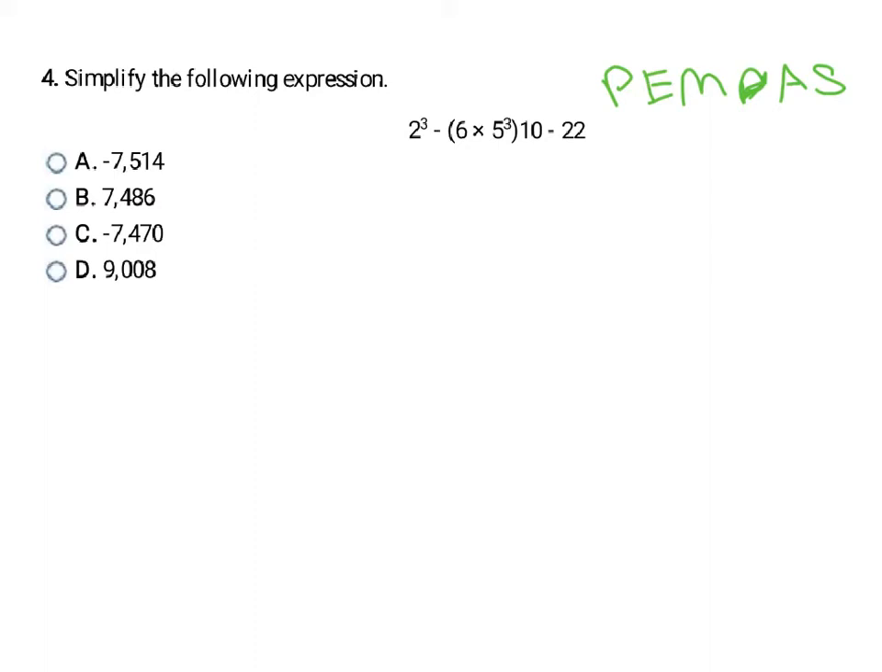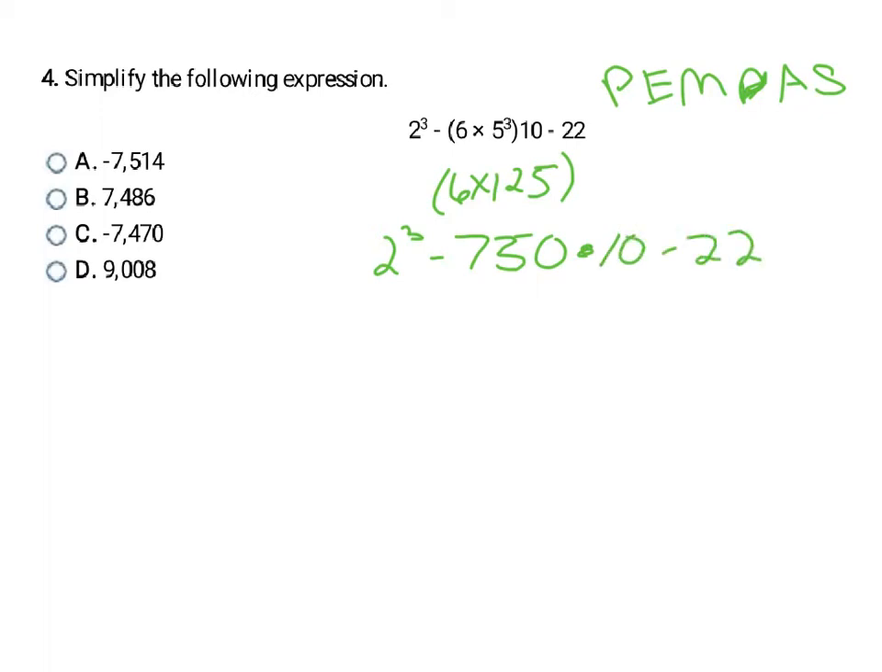So here I'm going to do parentheses first, which inside parentheses I have multiplication and exponents. I always do the exponents first. So I'm going to have 6 times 5 cubed, which is 5 times 5 times 5, which is 125. And when I take 6 times 125, that's going to be 750. So now I'm going to have 2 cubed minus 750, and that's still times 10 minus 22.